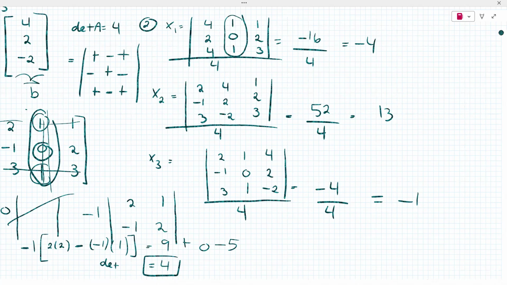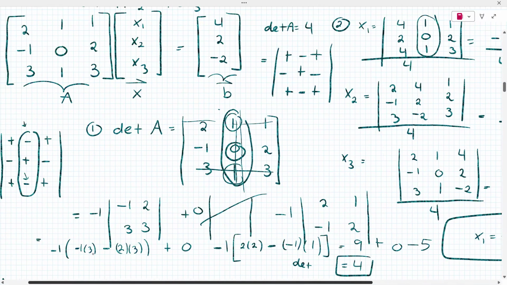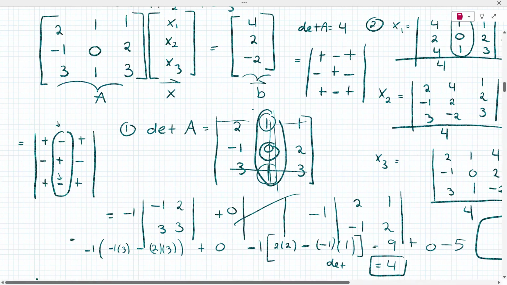Okay, so you just found your solution. x1 is -4. x2 is 13. x3 is -1. Okay, so that is Cramer's rule for a 2 by 2 and 3 by 3. Now let's move on.